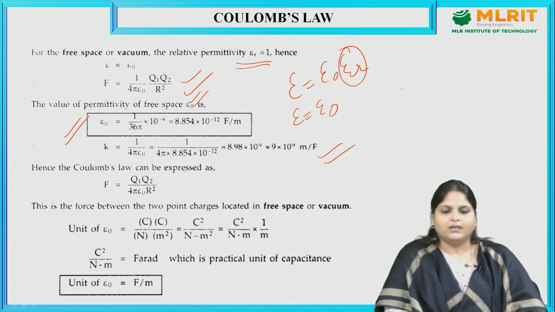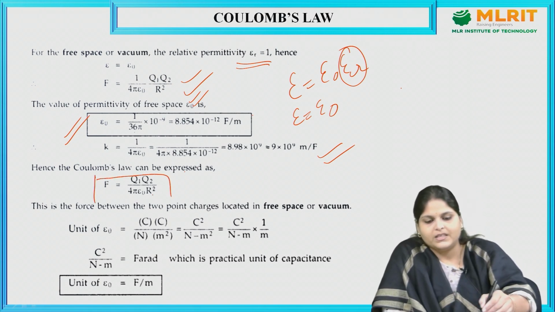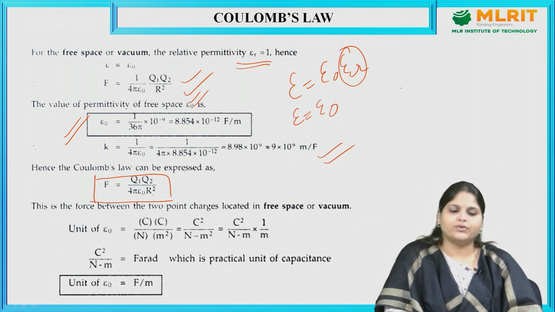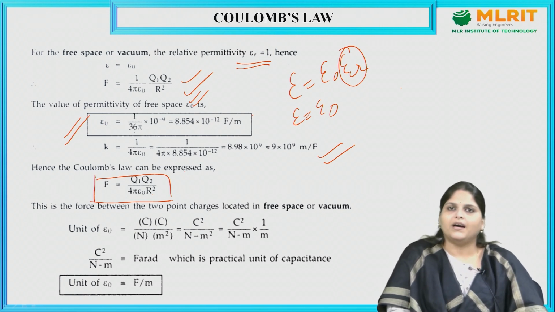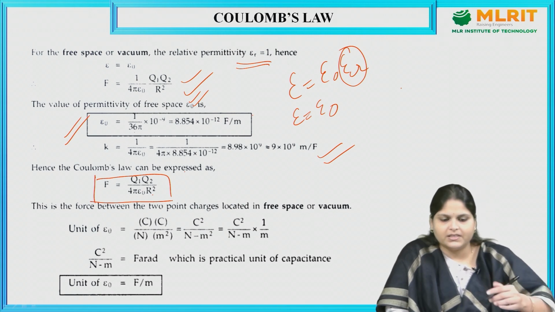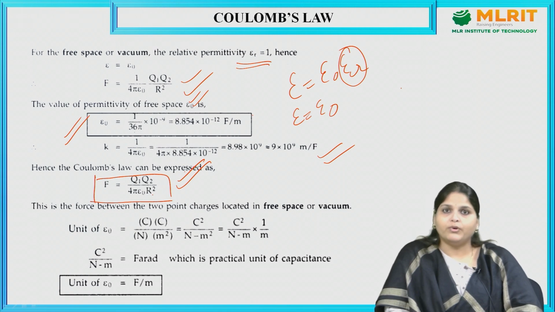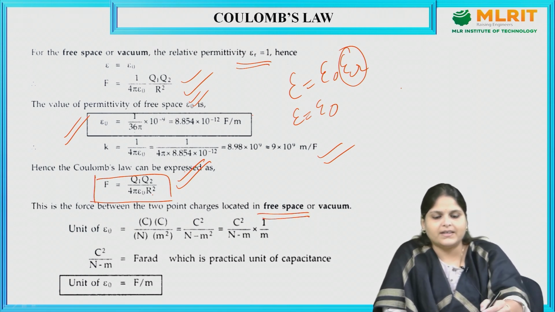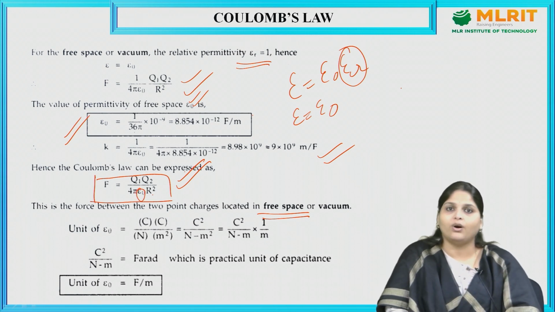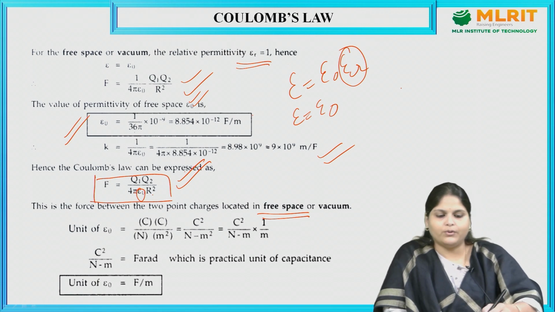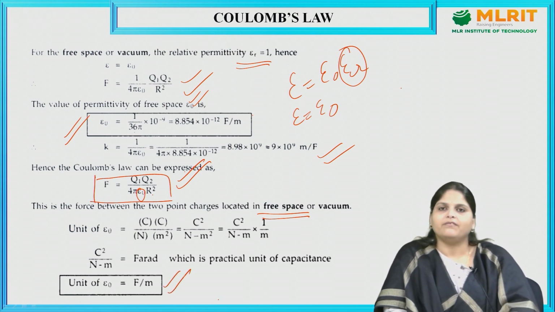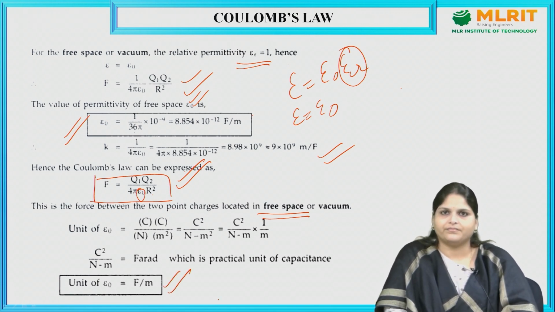So now we can write this formula as F is equal to q1 q2 upon 4 pi epsilon naught r square, right? This is the formula. So this is the force between 2 point charges which are located in the free space. You can understand it by we are taking epsilon naught. Now if we talk about the unit of epsilon naught, in the previous slide we have discussed, it will be farad per meter, right?